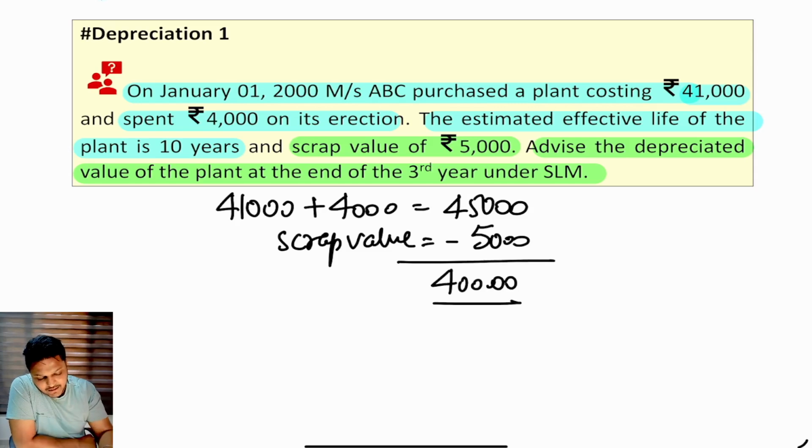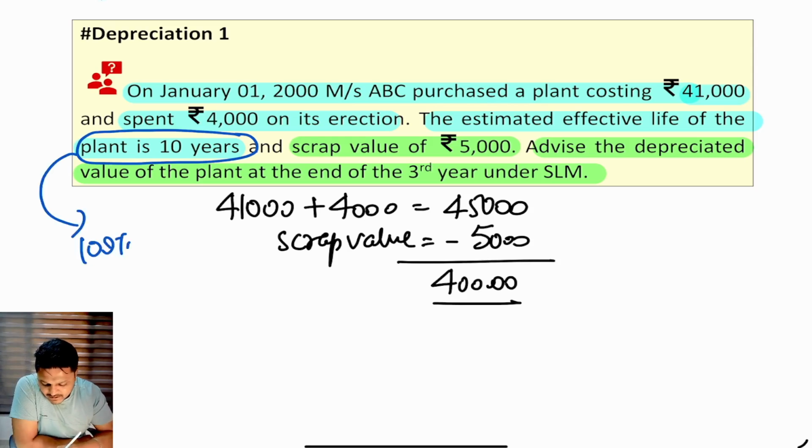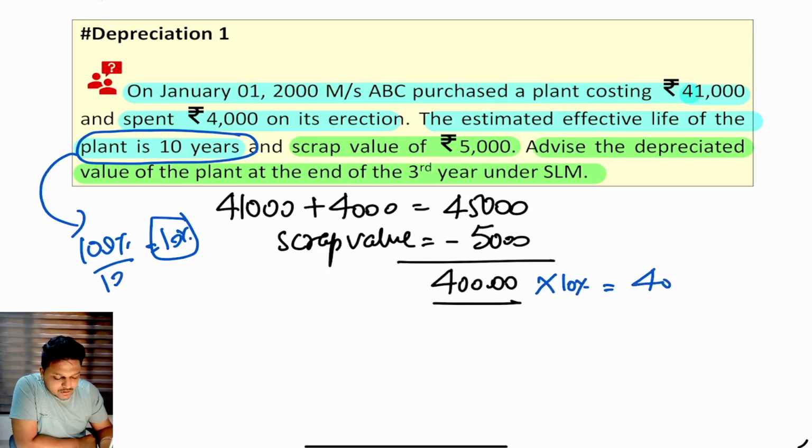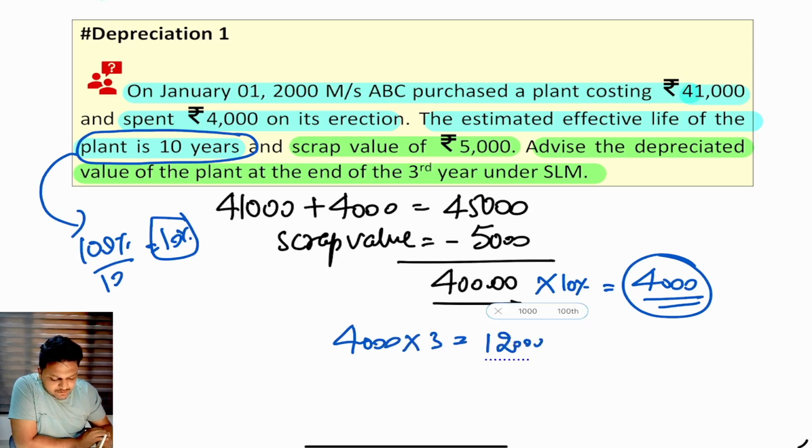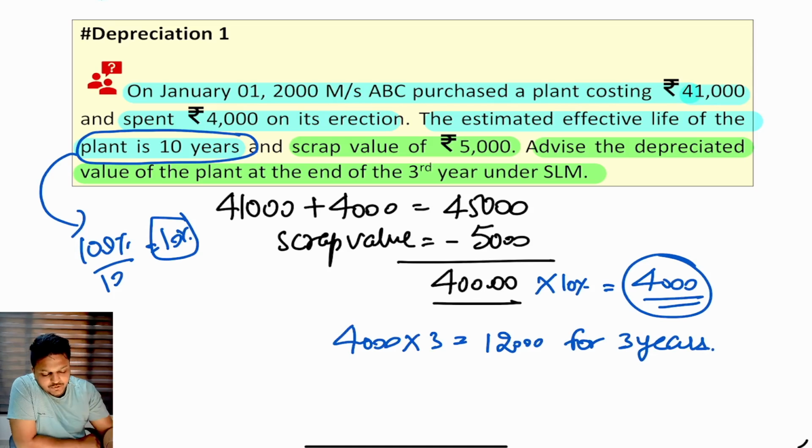And again, a good point is given to you that the useful life of the plant is given to be 10 years. So the percentage will be 100% divided by 10, that is 10% of the depreciation is to be charged every year uniformly, right? So 10% of 40,000 is equal to 4,000. So 4,000 of depreciation is to be charged every year, right? And for the 3 years, it will be 4,000 multiplied by 3, that is 12,000 depreciation will be charged for 3 years.